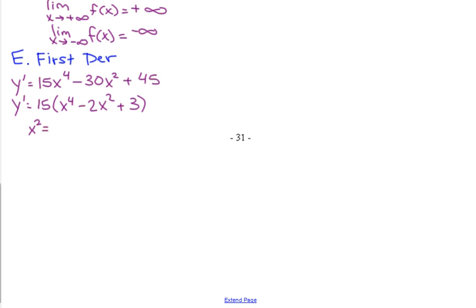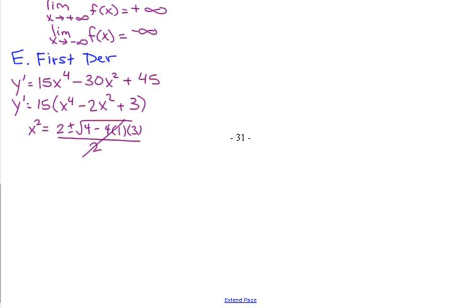Yeah, it's quartic. Okay, so negative b plus or minus the square root of b squared minus 4ac. Guess what? Oh, that sucks.